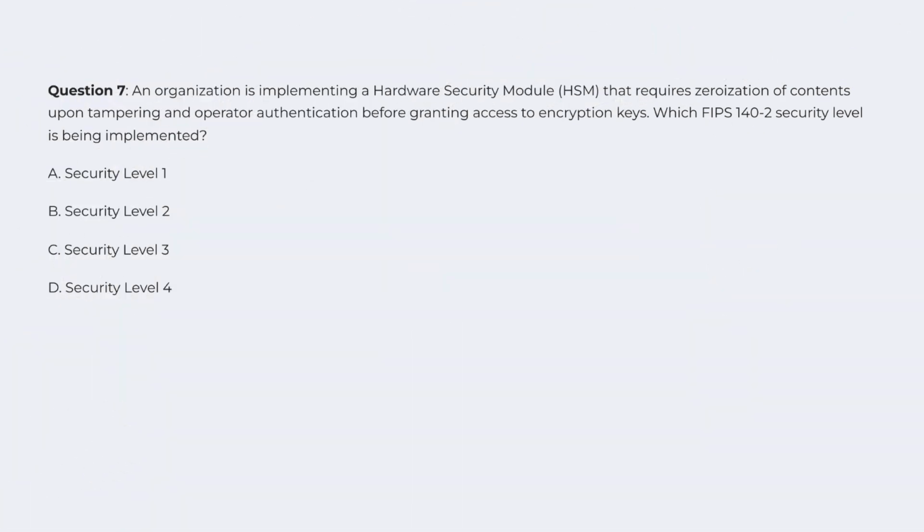Question 7. An organization is implementing a hardware security module, HSM, that requires zeroization of contents upon tampering and operator authentication before granting access to encryption keys. Which FIPS 140 security level is being implemented? A. Security Level 1, B. Security Level 2, C. Security Level 3, D. Security Level 4.